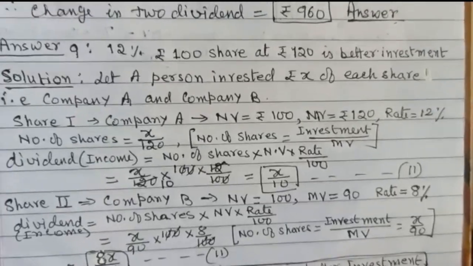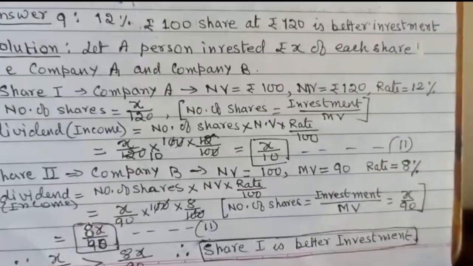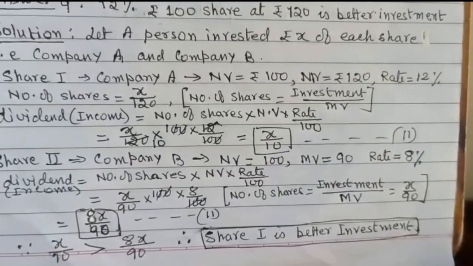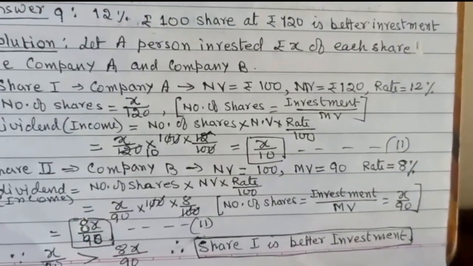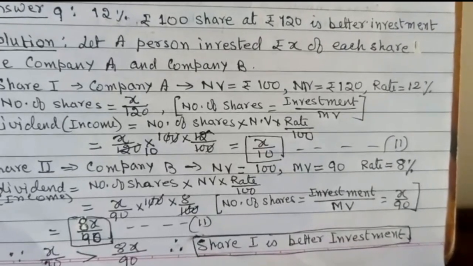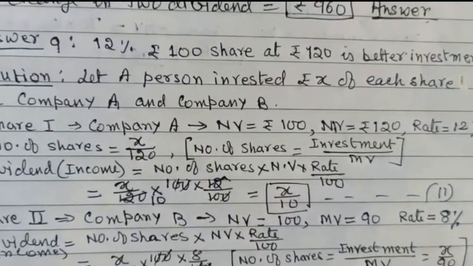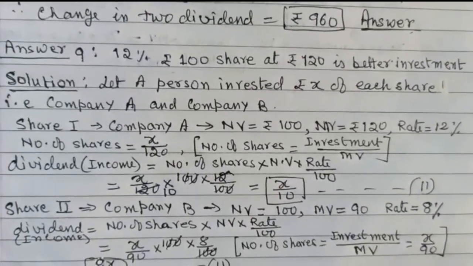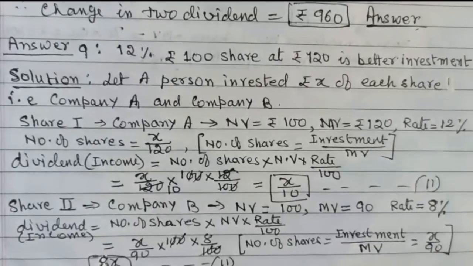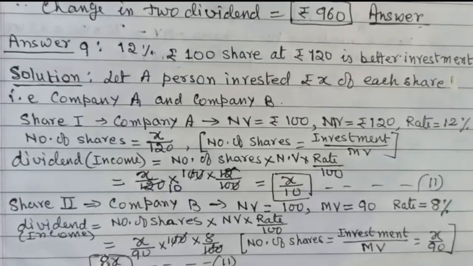So first we will find out the dividend obtained from both the companies A and B. So dividend or income from company A is number of shares of company A into nominal value into rate divided by 100.